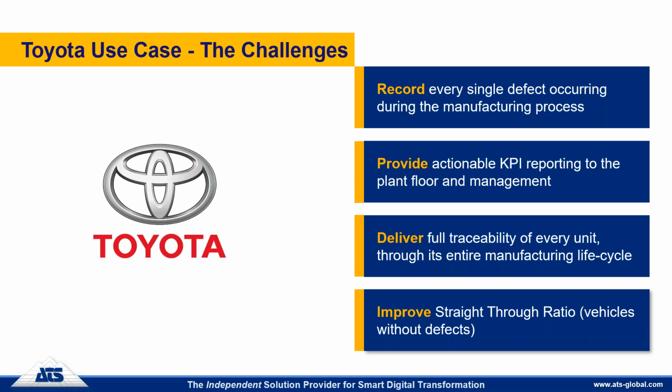Toyota has been so kind to share actual production data and allow us to use it, for example, in these kinds of webinars. So they had a challenge for us to also go to a paperless inspection. They wanted to record every defect, to have actionable KPI reporting. They wanted full traceability. And they wanted, in the end, to improve the straight-through ratio, or the first time right, as it's also called often.